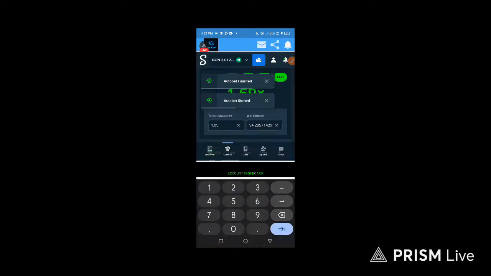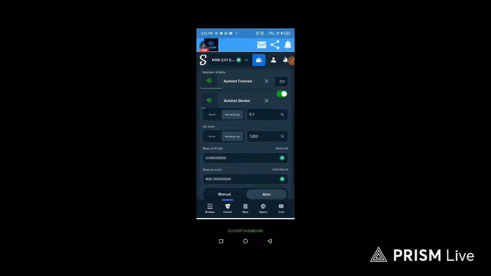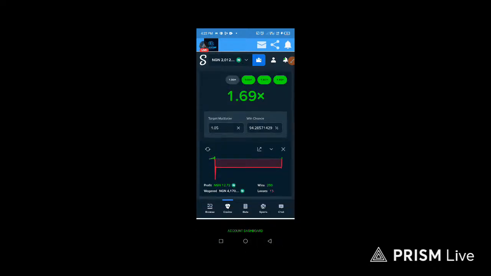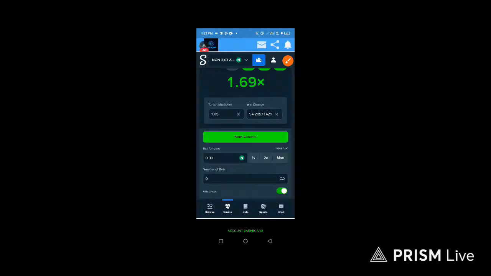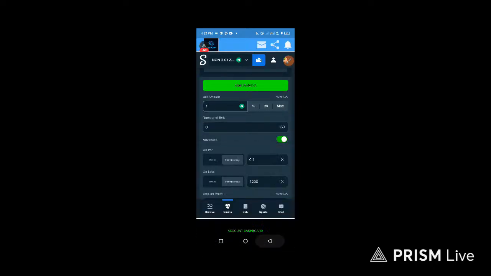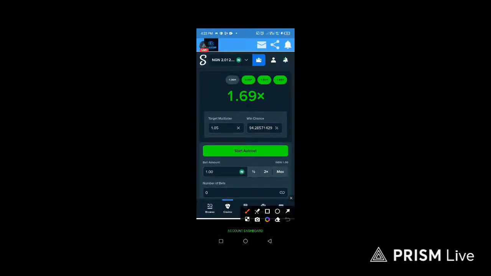Alright, so boom, we are back. So can you see? So we've spiked up even above this, and we are in profit. So we start from our base stake again. So that's it. Because if I should lose that, then the account is gone.